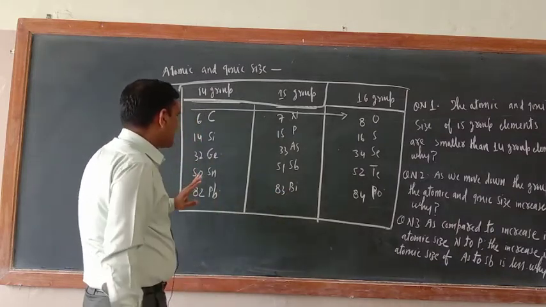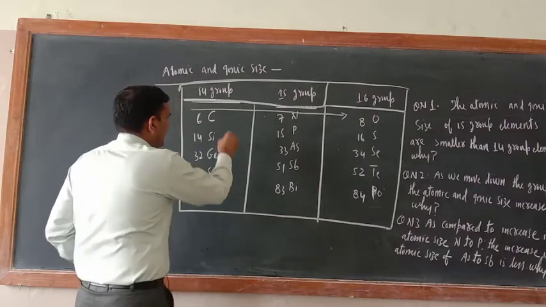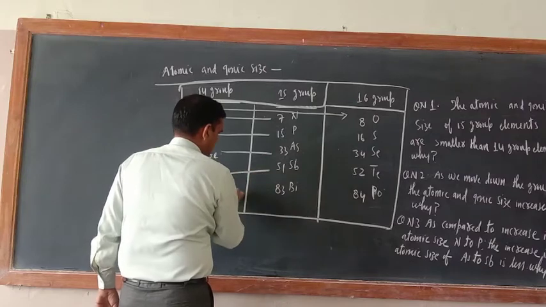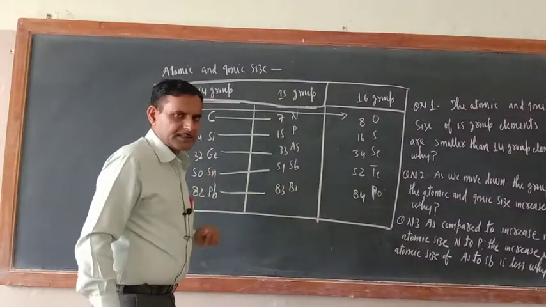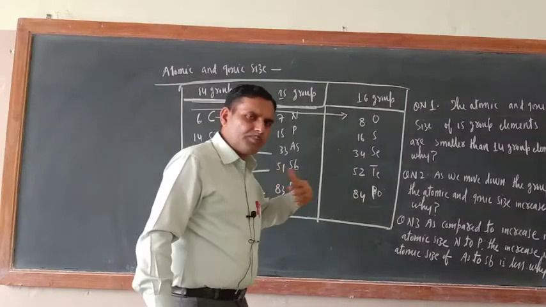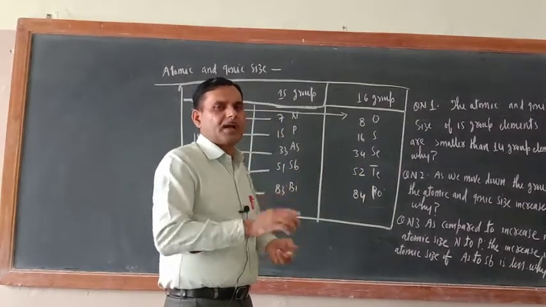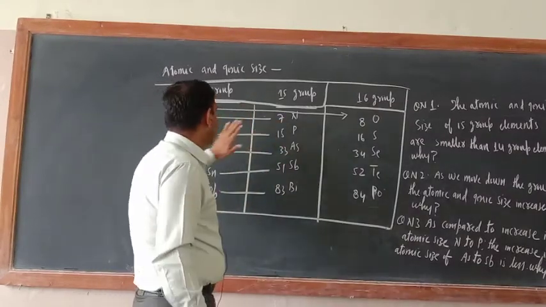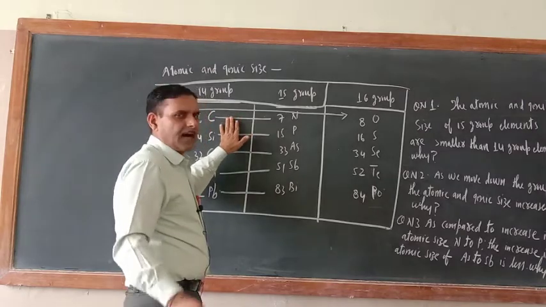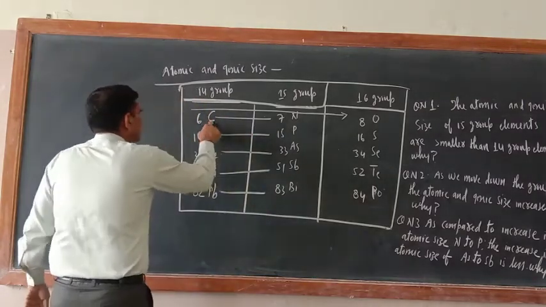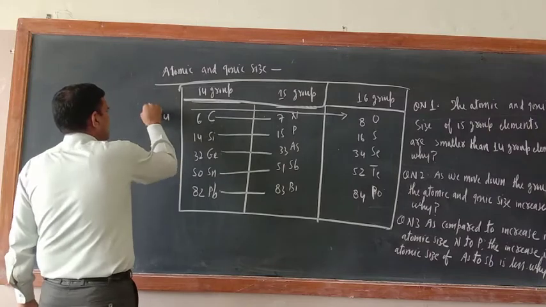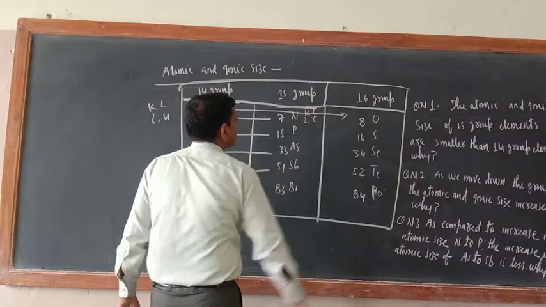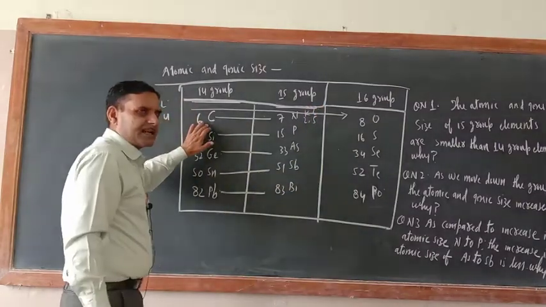Just try to understand. We have to compare like that, this one and this one. Why? As we move left to right in the periodic table, I am talking of periods. Carbon and nitrogen are members of the same period. Which period? Carbon is 2, 4, and nitrogen is 2, 5. How many shells are there? 2 shells. So they are members of the second period.